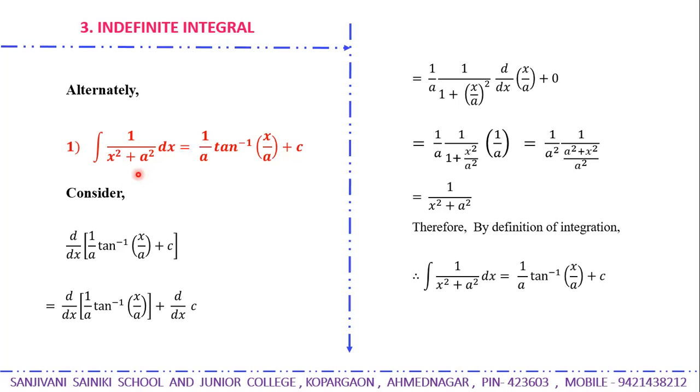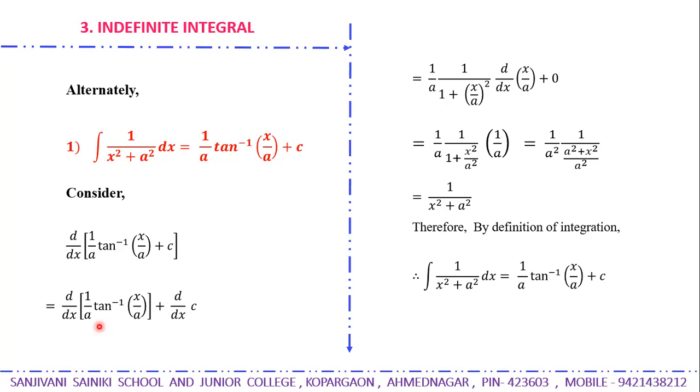So instead of proving integration of this term is this, I will prove that the derivative of this is this. That is enough. Okay, so consider this term and its derivative. Here d by dx of 1 upon a tan inverse of x by a plus d by dx of c. Now c is a constant, its derivative is 0. So the only remaining derivative is 1 upon a tan inverse of x by a. In that also 1 upon a is a constant, so we can take it outside.